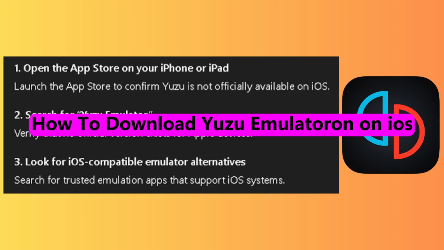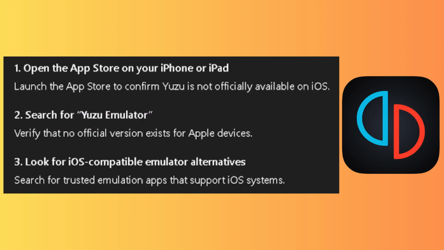In this video you will learn how to download Yuzu Emulator on your iOS device. Open the Apple App Store on your iPhone or iPad. Launch the App Store to confirm Yuzu Emulator. Search for Yuzu Emulator. Verify that there's no official version that exists for your Apple device.